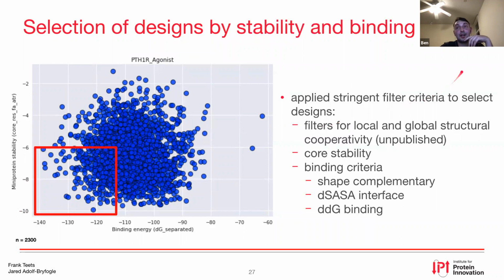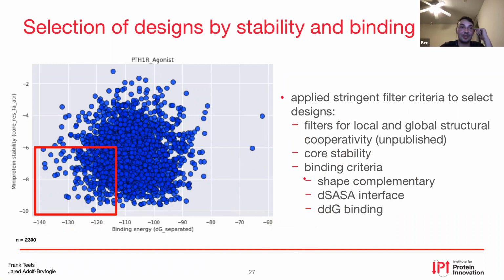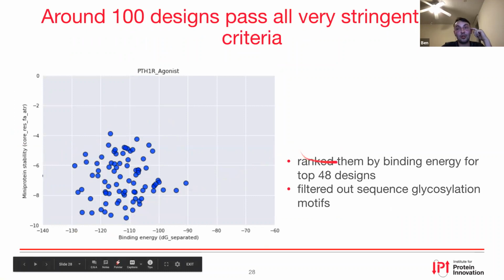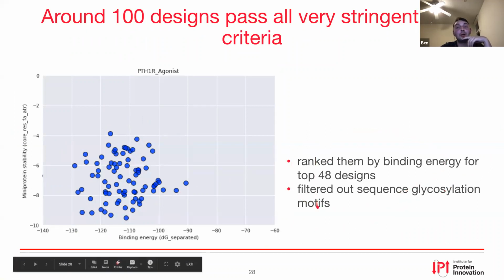And so to achieve that, I set stringent filter criteria based on what I saw from my plots. I used some filters for local and global structural cooperativity that we are developing in the lab. Then the core stability I told you about, and then the binding criteria. I have to give credit to Jared and Frank for developing these filters and helping really well with analyzing which designs are good, which designs are bad. After I filtered that, I got around 100 designs. From these 100 designs, I wanted to order 48. That's a good set to handle and make. And we wanted to make them in mammalian cells.